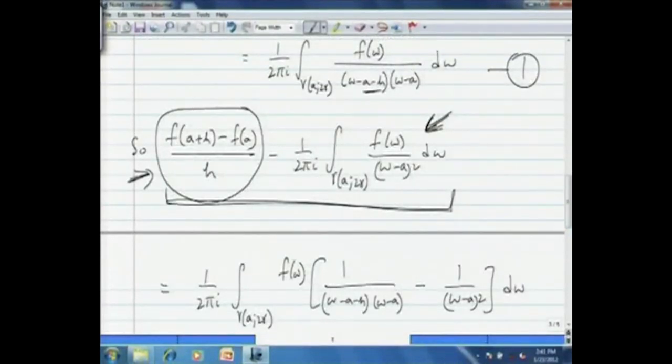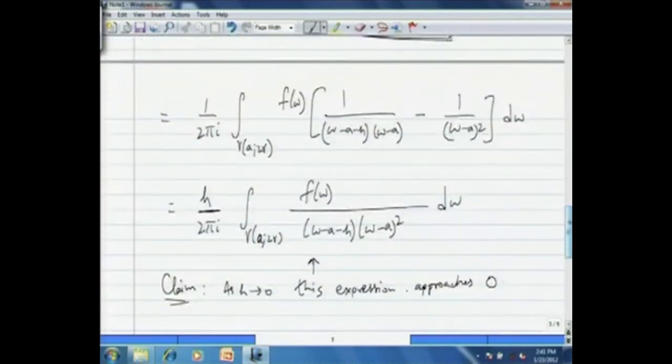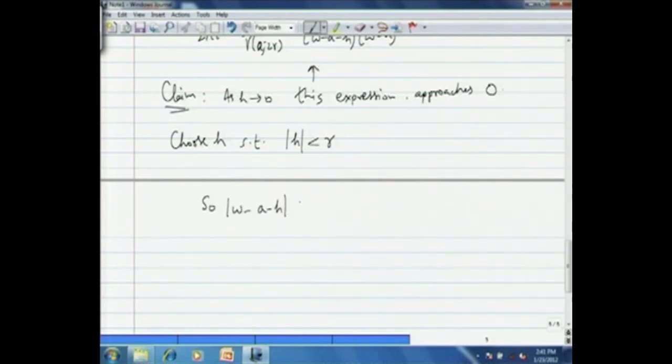So, the differentiation of f would be equal to this, which is Cauchy's integral formula for f prime. We will show that this approaches 0 as h approaches 0. The idea is as follows: you choose h such that the modulus of h is strictly less than r. Then the modulus of w minus a minus h is greater than or equal to the modulus of w minus a minus the modulus of h, by the triangle inequality.